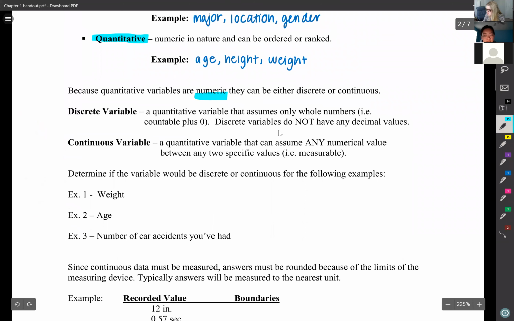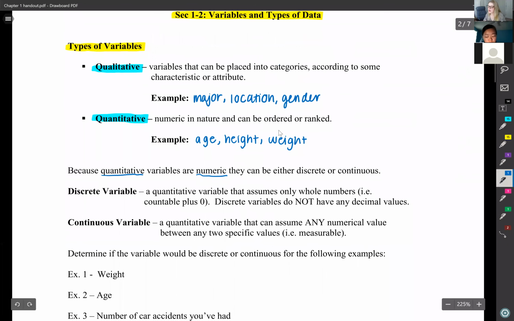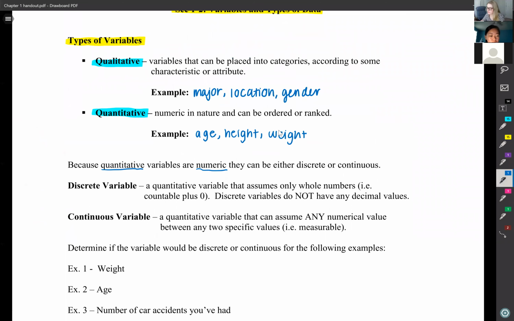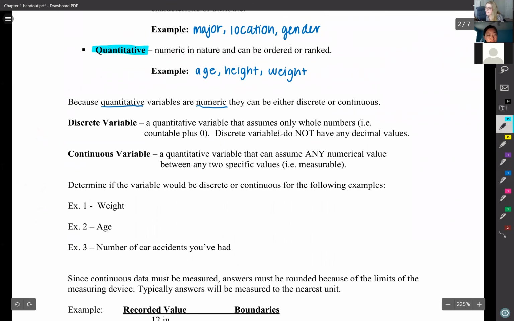So, okay, what I was saying was because quantitative variables are numeric, we can break them into two further categories. First we have qualitative versus quantitative, but then we can take and break quantitative down. So we break the quantitative variables down into either discrete or continuous variables. Okay, so the definitions are already here.